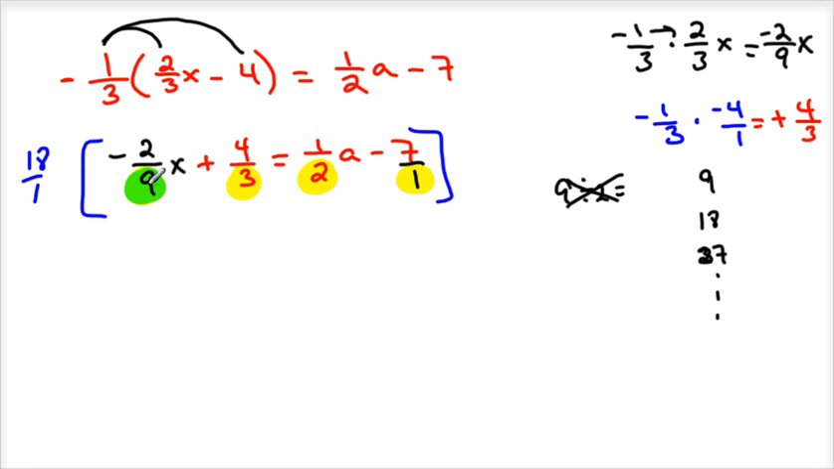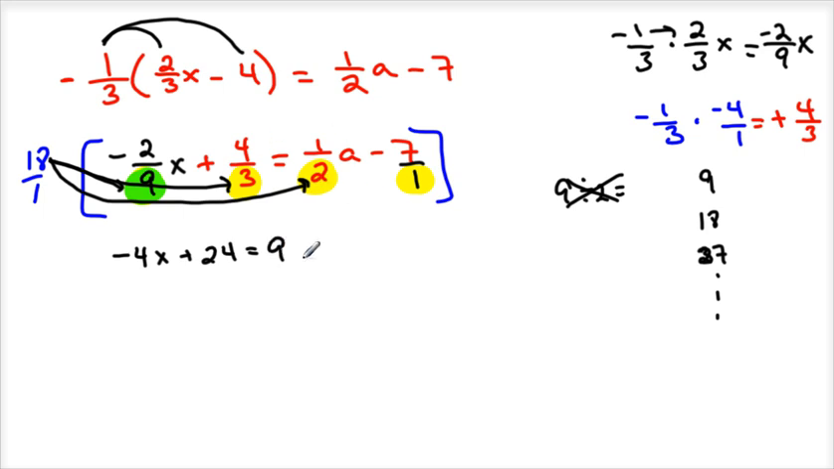Alright, so I see here 18 divided by 9, this is what I'm doing mentally. 18 divided by 9 is 2, so then I have 2 times negative 2 is negative 4x. Then my next one is 18 divided by 3 is 6, 6 times positive 4 is positive 24, equals. Then 18 divided by negative 2, 18 divided by 2 is 9, 9 times a is 9a. I have two different variables here, we'll fix that in a second. And then I have 18 divided by 1 is 18, and 18 times negative 7 is going to be negative 126.